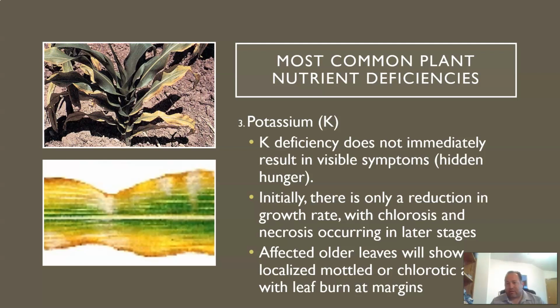Initially, there's usually just a reduction in growth rate, maybe some chlorosis, maybe some necrosis. Following that, older leaves will show some mottling or chlorotic areas and give kind of a leaf burn at the margin. So remember the picture we just looked at in terms of phosphorus. You can see the picture here on the left where we've got more of a leaf burn than necrosis, because it doesn't quite have that brown death look to it, but it looks like it's having issues.